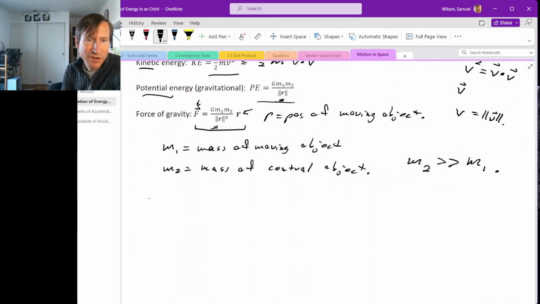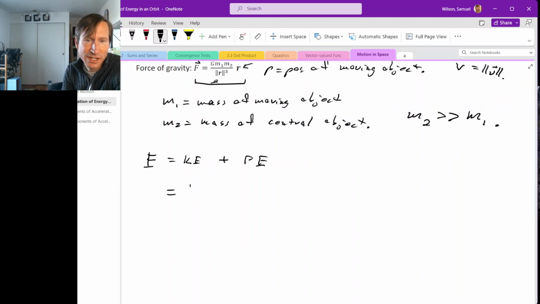So total energy, let's write capital E for total energy. That's just going to be kinetic energy plus our potential energy. And now we're going to use the formulas that the physicists gave to us. So kinetic energy is 1/2 the mass of the moving object, m1, times v squared, but remember that's v dot v. And in fact, let's express things in terms of our vector valued function from the very beginning. So v is actually r prime. So r prime dot r prime, plus the potential energy, and that's G.